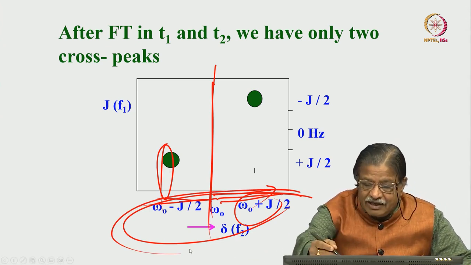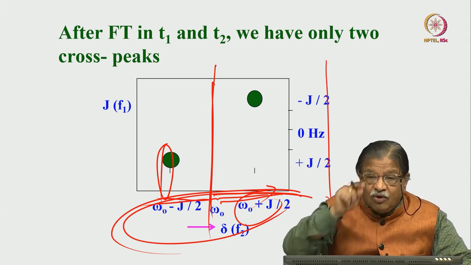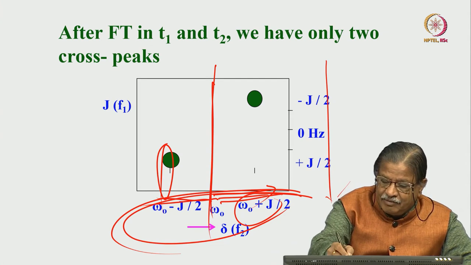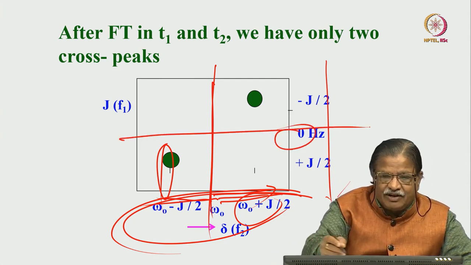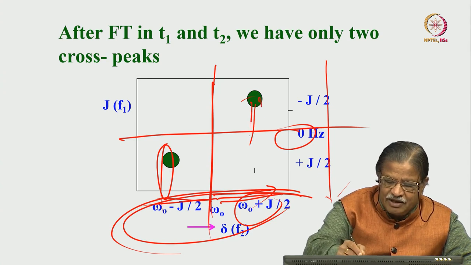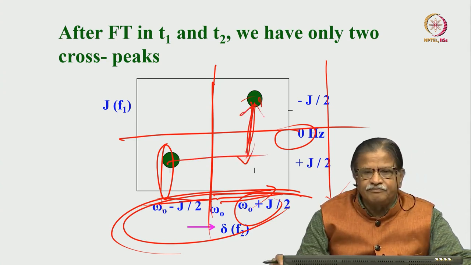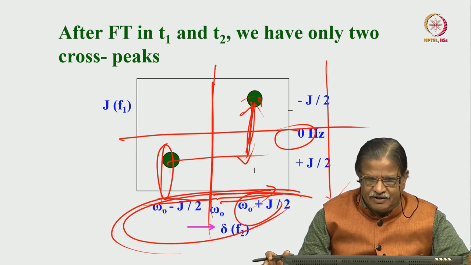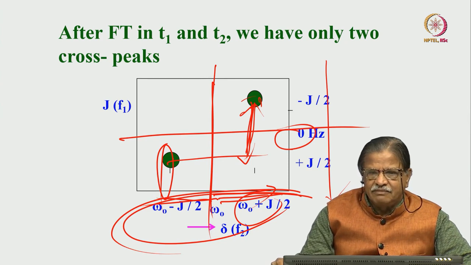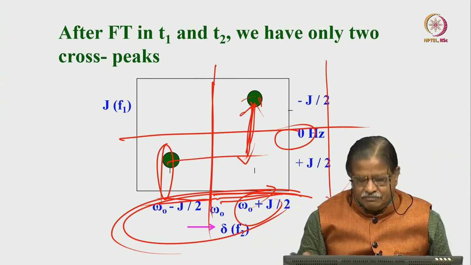But in the indirect dimension, chemical shifts are refocused. Only J is evolving. It doesn't matter, make it at the center. From the center, you take the frequency. If you do the Fourier transformation, this separation gives you the J coupling. Fantastic. So, in the indirect dimension, you can measure the J coupling. In the direct dimension, both J and chemical shift are present.